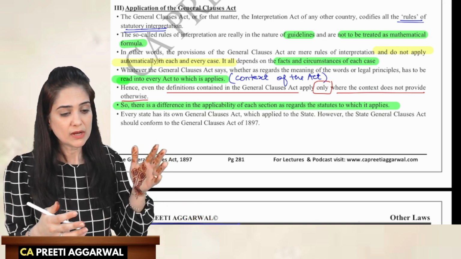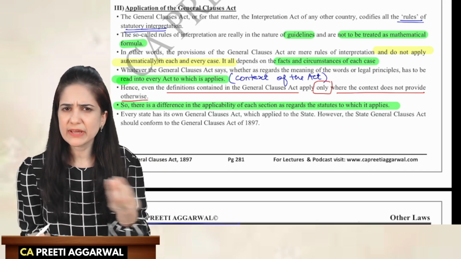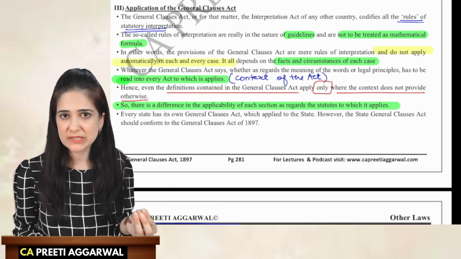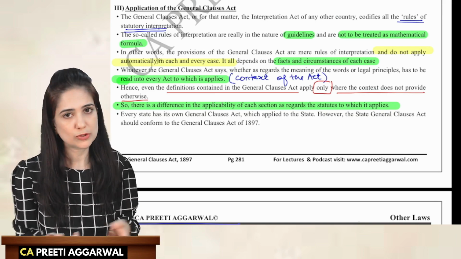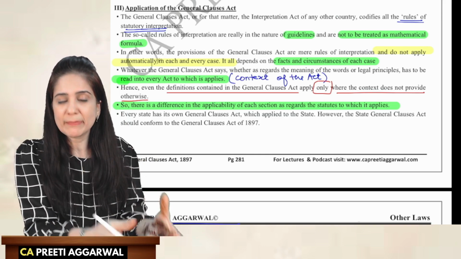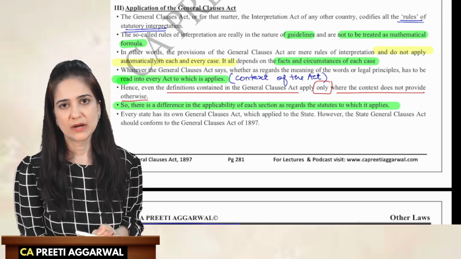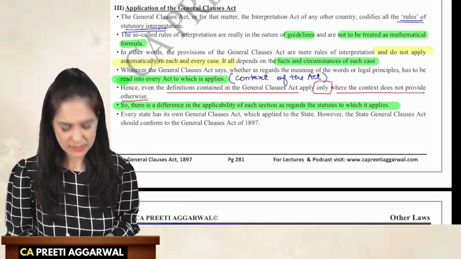Somebody else may interpret that word differently depending on the context. So, slight variation will again apply. It's not like maths, where it will apply to every person and every Act in the same manner. You also have to consider the context. So, slight deviation here. You just have to take the main essence from the General Clauses Act, add the facts and circumstances, and then understand the meaning in that context.